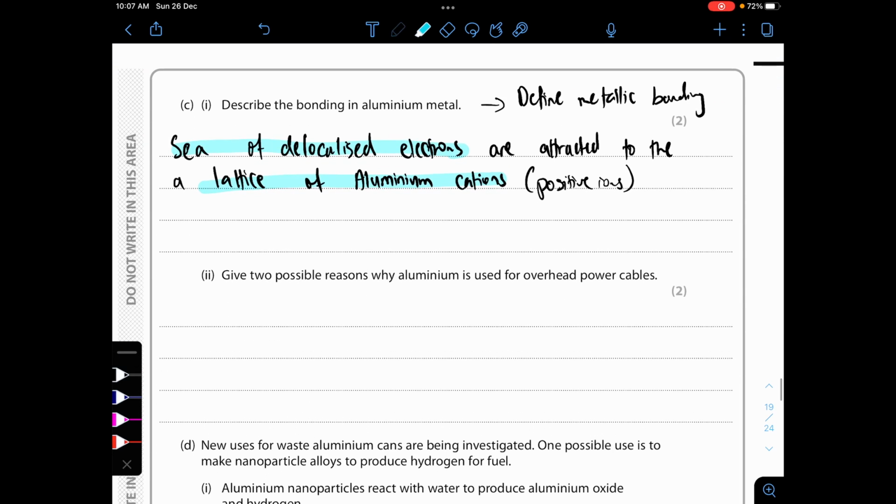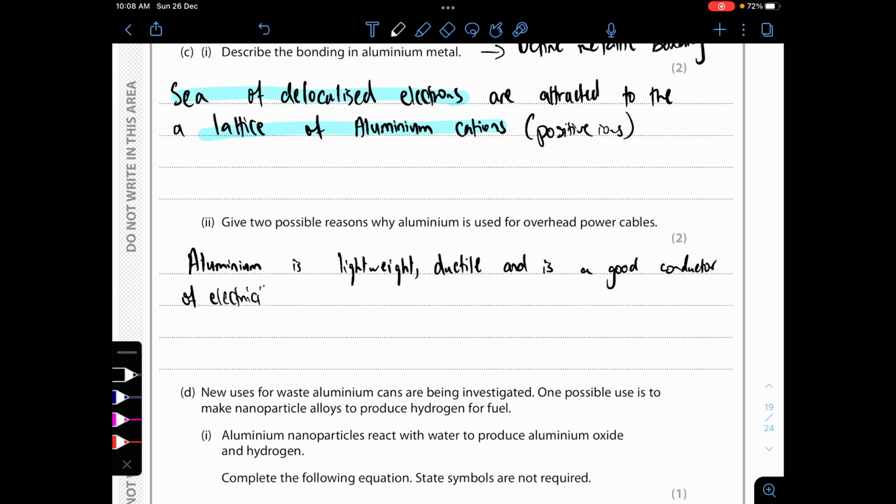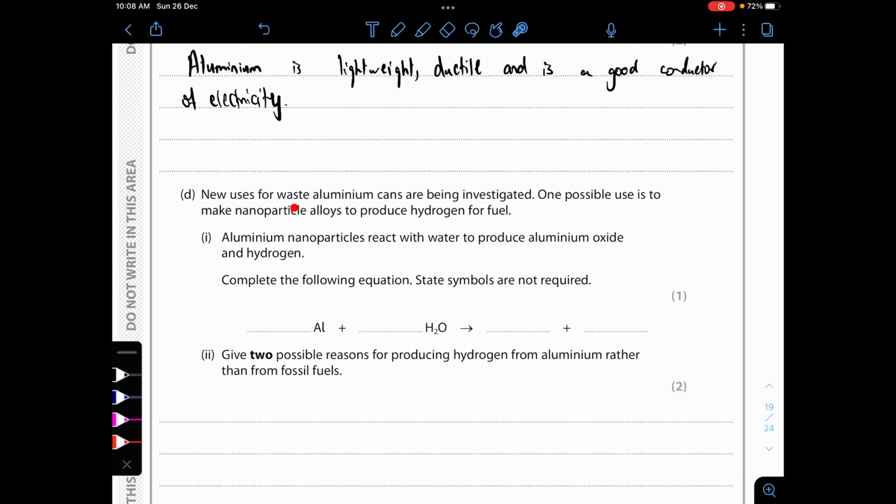2 marks: a sea of delocalized electrons surround the metal, attracted to the lattice of aluminium cations. So give 2 possible reasons why aluminium is used for overhead power cable. Now this is just down to memory. It's very simple. There's lots of uses and qualities of aluminium. Aluminium is lightweight, right? That's one reason. It's also ductile. Like this is my 2 marks already, but I can go on. We can also say it's a good conductor of electricity.